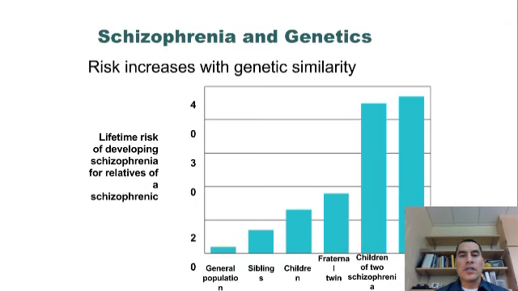Let's look now at some of the causes of schizophrenia. We do know that the risk increases with genetic similarity. So the lifetime risk of developing schizophrenia goes up if you have a relative who is also schizophrenic. You can see here the comparison between the general population, siblings, fraternal twins, children of two schizophrenic parents, and then identical twins.